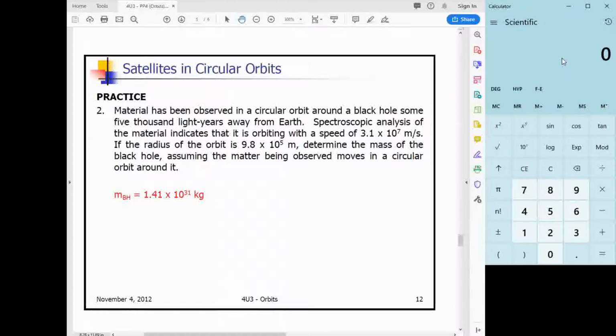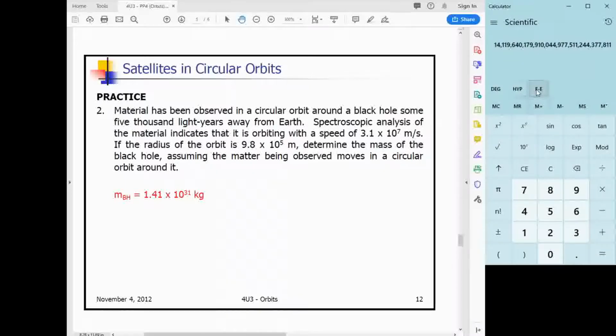So MP we need to solve for, times the, that equals our V squared. So this material is, I'll put this in brackets here, 3.1 times 10 to the power of 7. That's our V. We have to square that. We have to multiply that by our radius of orbit, which is 9.8 times 10 to the power of 5. And then we have to divide that by our big G.